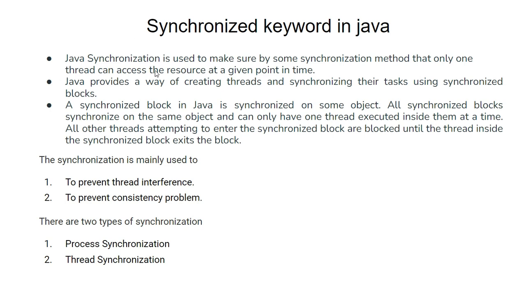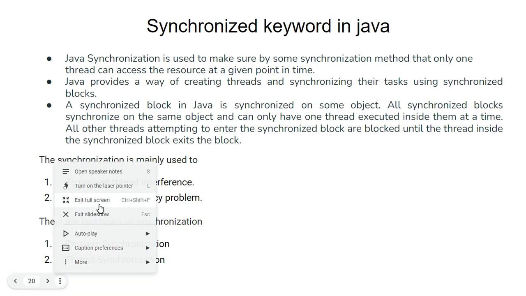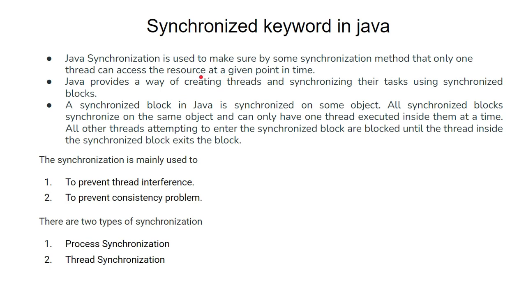In Java, synchronization is used to make sure that only one thread can access the resource at a given point in time. This is one way to make our method thread safe, so that threads can access it one by one. Java provides a way of creating threads and synchronizing their tasks using the synchronized block. We can see how to use the synchronized method and the synchronized block.